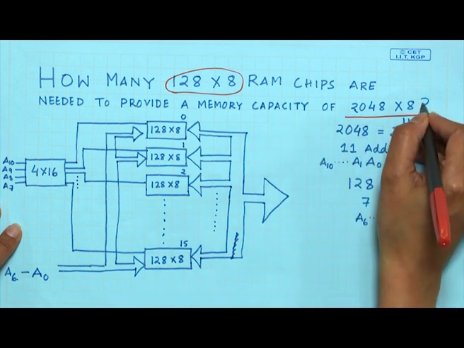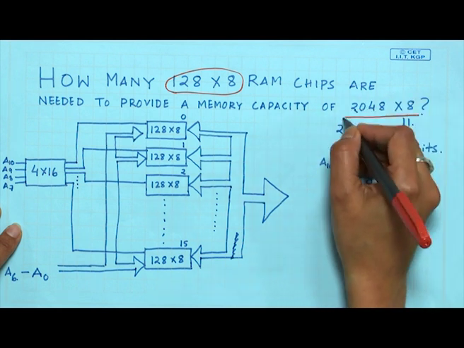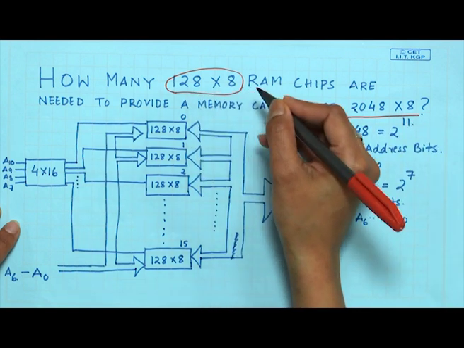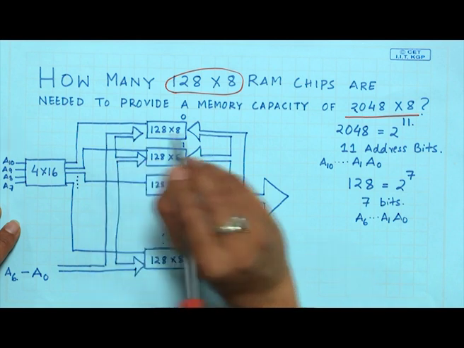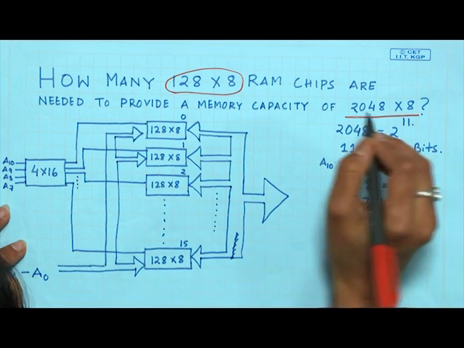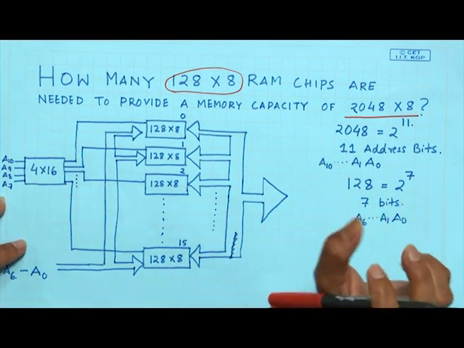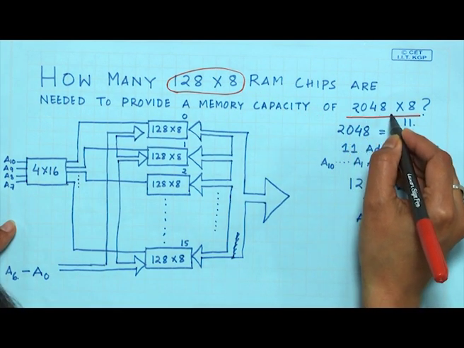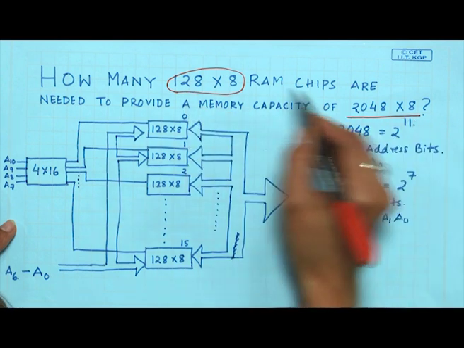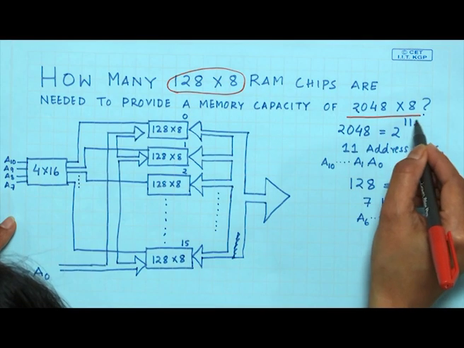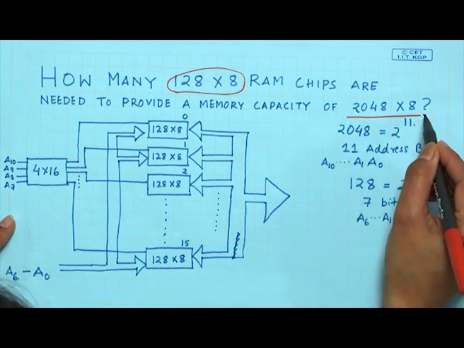So, I have to build a larger memory which is 2048 cross 8 and my available memory is 128 cross 8. How will I build it? Basically, all you need to do is divide this by this and you will get the number of memory chips required. 2048 cross 8 divided by 128 cross 8 gives 16. So, we require 16 chips to build a 2048 cross 8 memory.